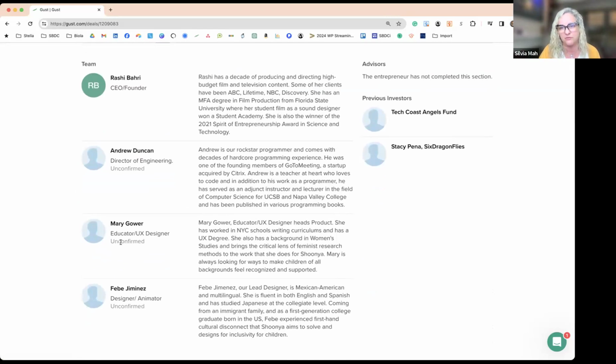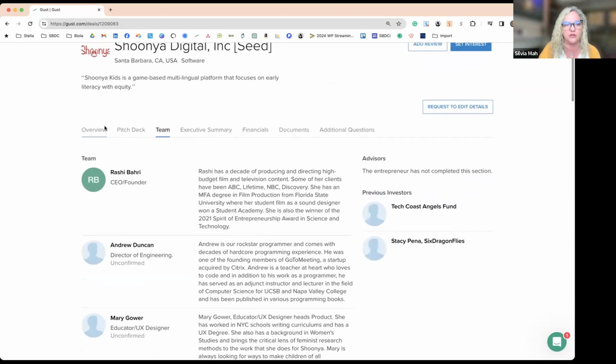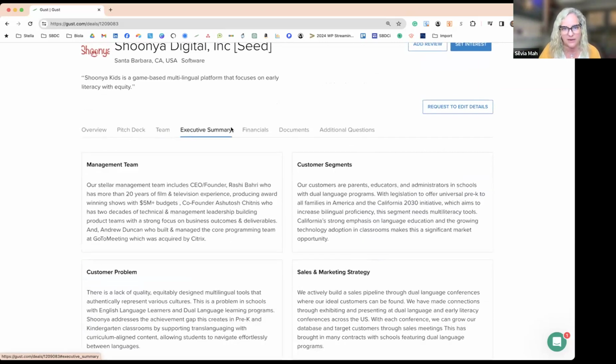So this unconfirmed means that they did not put their profile all the way. I can't remember why it says that, but basically she filled this out so that when you're seeing this, you see the overview, you see the team, you see the executive summary, you see all these things instead of having to go to the pitch.